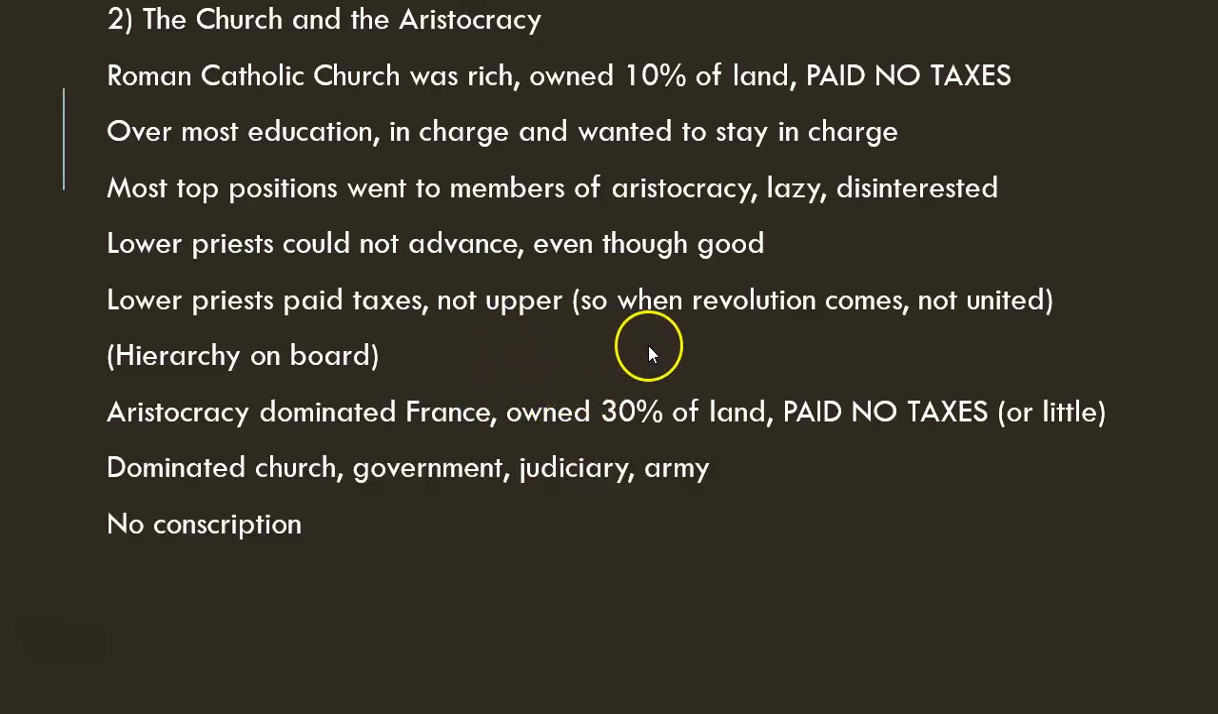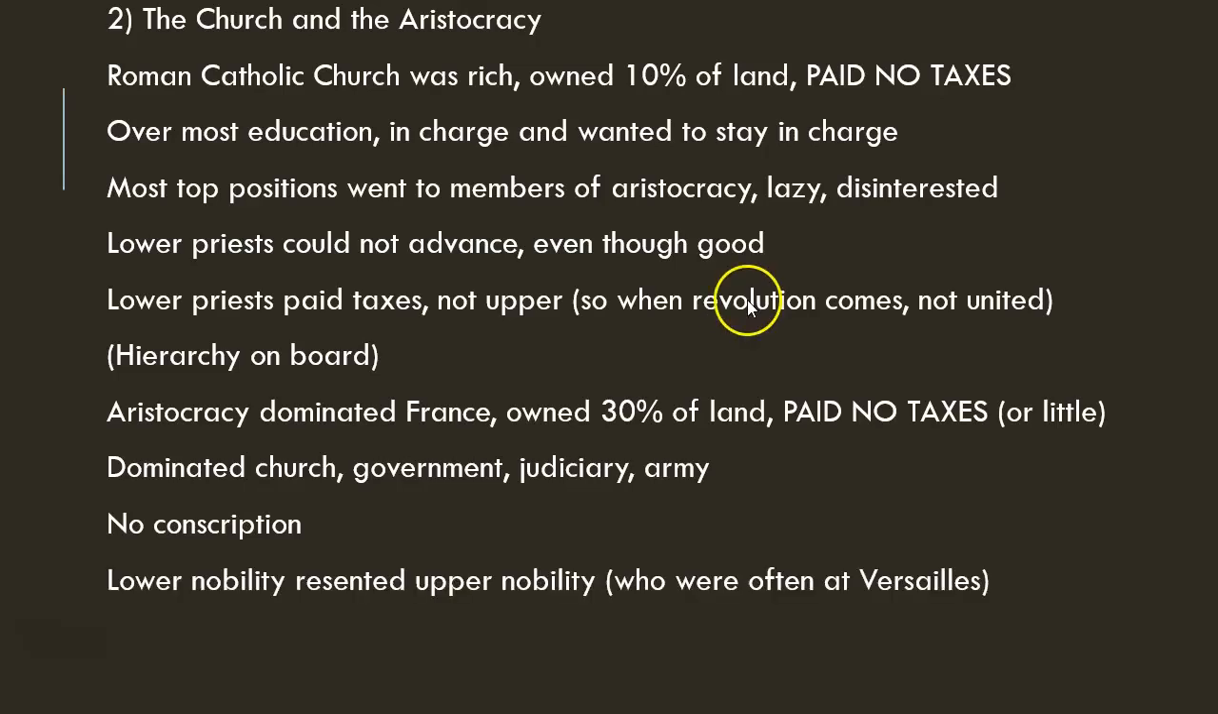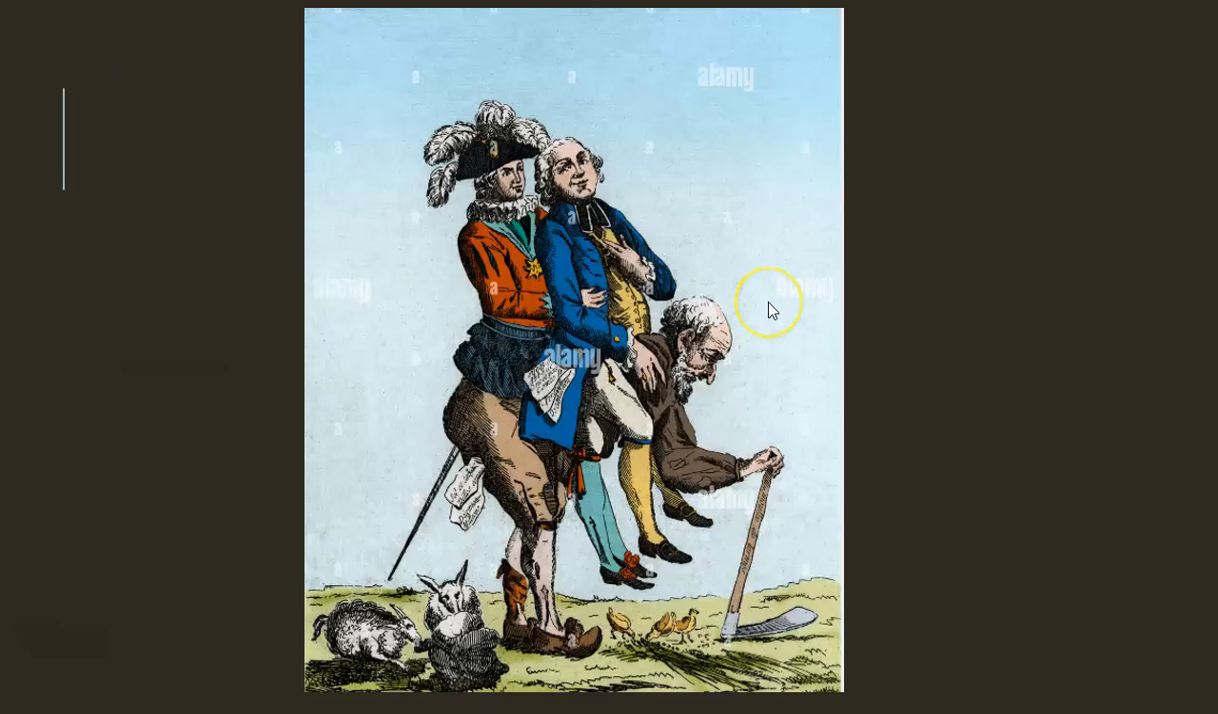The aristocracy dominated the church, the government, the judiciary, and the army. They were not conscripted. What that means is they did not have to join the military in a time of war. And the lower nobility resented the upper nobility, who were often at Versailles.